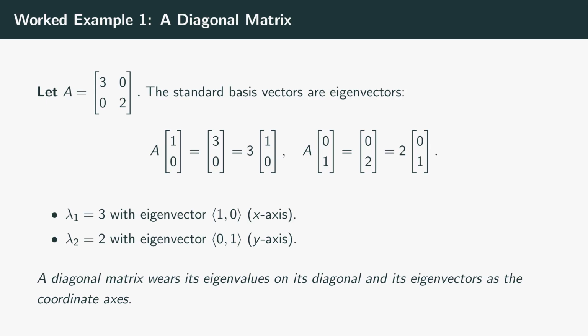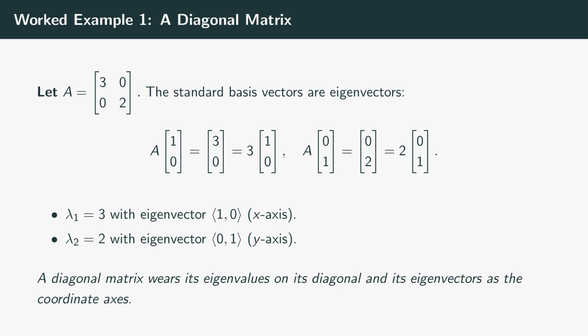Let's start with the easiest possible case to build intuition. Take the diagonal matrix with 3 and 2 on its diagonal. What does it do to the first basis vector, 1, 0? Multiplying gives 3, 0, which is exactly 3 times the original vector. So 1, 0 is an eigenvector with eigenvalue 3. The x-axis stretches by a factor of 3.